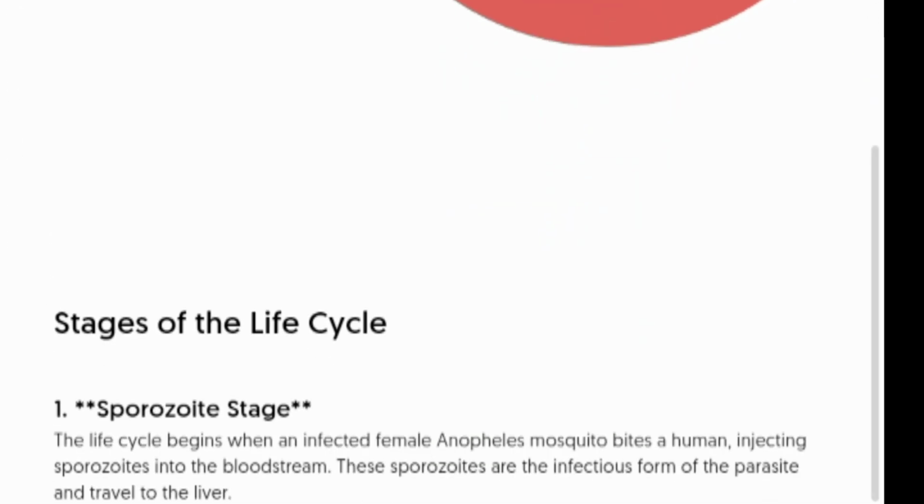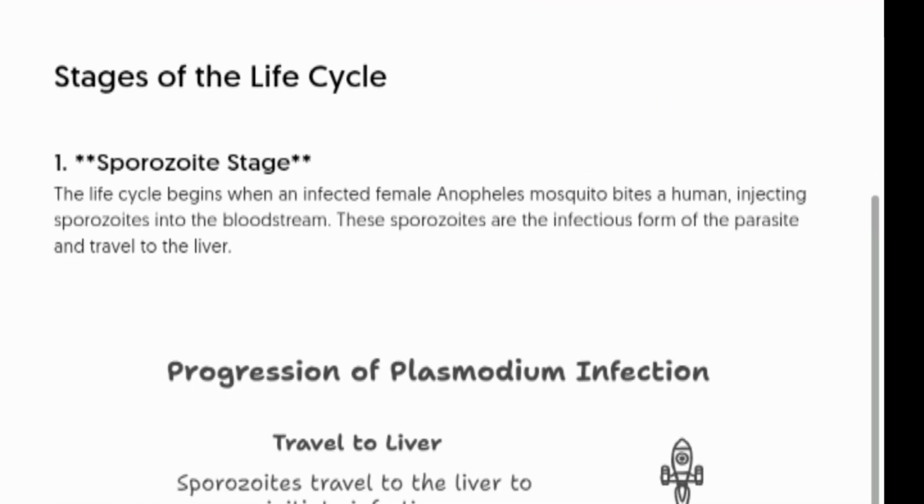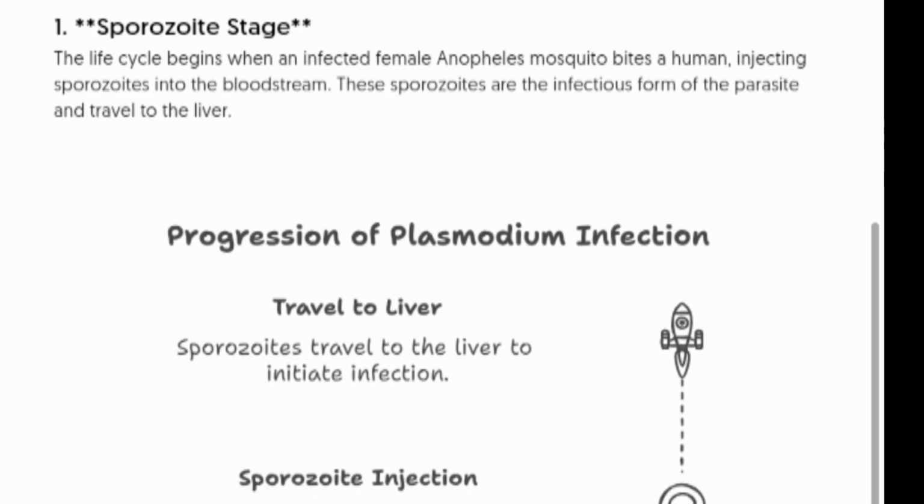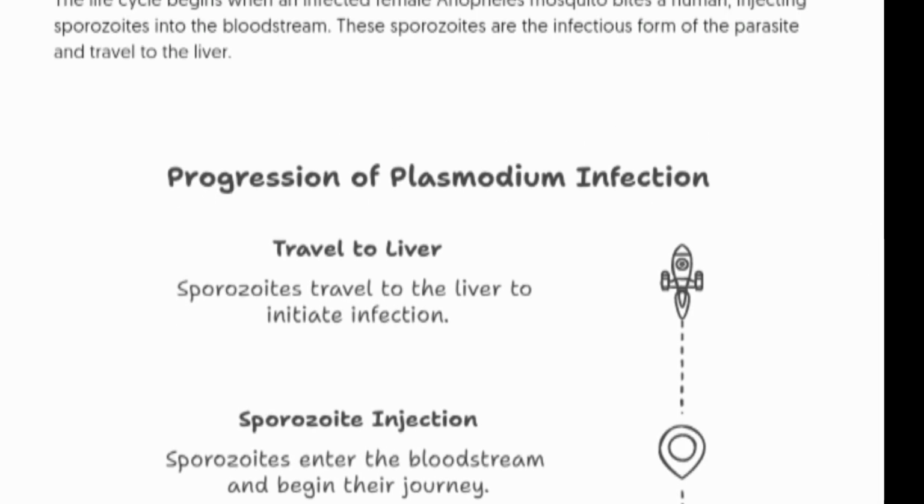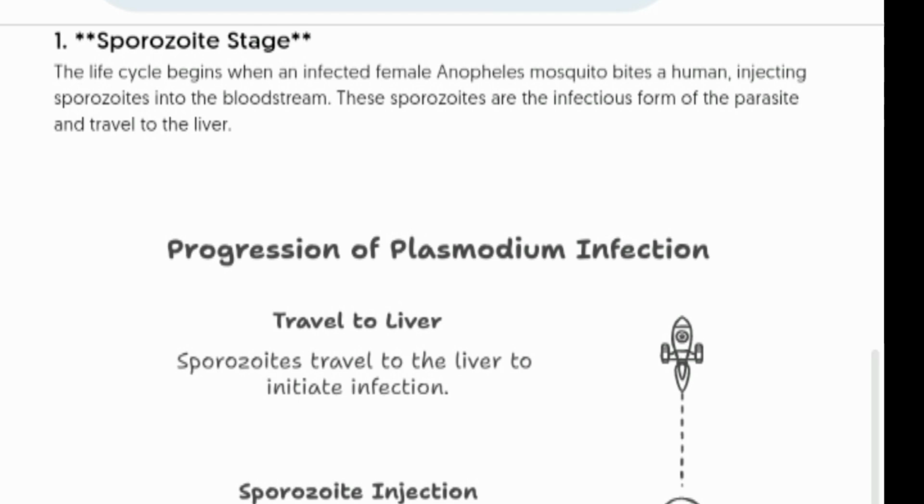There are many stages of the Plasmodium life cycle. First is the sporozoite stage. The life cycle begins when an infected female Anopheles mosquito bites a human, injecting sporozoites into the bloodstream. These sporozoites are the infectious forms of the parasite and travel to the liver.